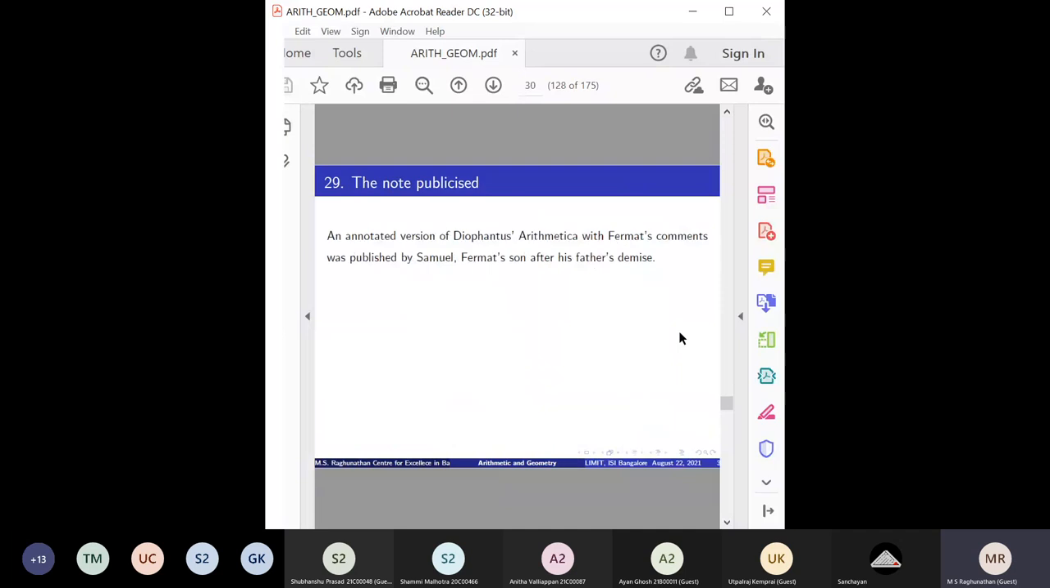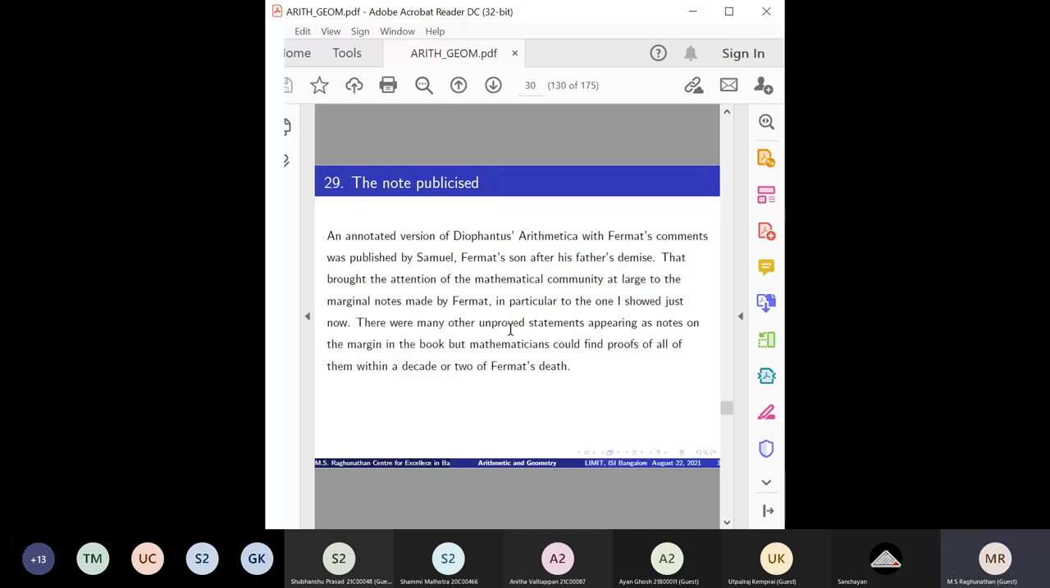Now, an annotated version of Diophantus' Arithmetica with Fermat's comments was published by Fermat's son after his father's demise. Fermat was somewhat secretive and didn't share many of his theorems or ideas with other mathematicians. So it's only after his demise that other mathematicians came to know of them. That brought the attention of the mathematical community at large to the marginal notes made by Fermat, in particular to the one I showed you just now. There are many other unproved statements appearing as notes on the margin in that book, but mathematicians could find proofs of all of them within a decade or two of Fermat's death. But Fermat's last theorem, I'll abbreviate it FLT, defied all efforts to prove it and therefore acquired its name. It's called Fermat's last theorem, even though people didn't know a proof of it.